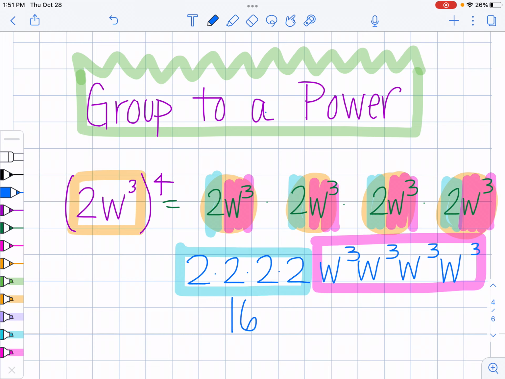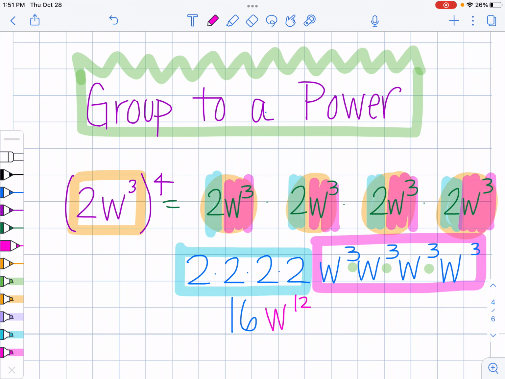Now, we have to look at our rules. W to the third times w to the third times w to the third times w to the third. When I'm multiplying, these are just multiplying, I add together my exponents. So this becomes 3 plus 3 plus 3 plus 3. 3 plus 3 is 6, plus 3 is 9, plus 3 is 12. W to the 12th.